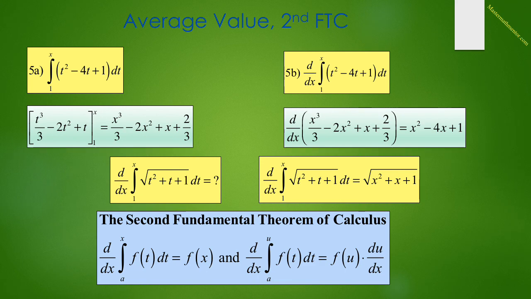So even though we cannot integrate the square root of t squared plus t plus 1 dt, to take the derivative of the integral from 1 to x of the square root of t squared plus t plus 1 dt, the second fundamental theorem of calculus says that our answer is simply the square root of x squared plus x plus 1.